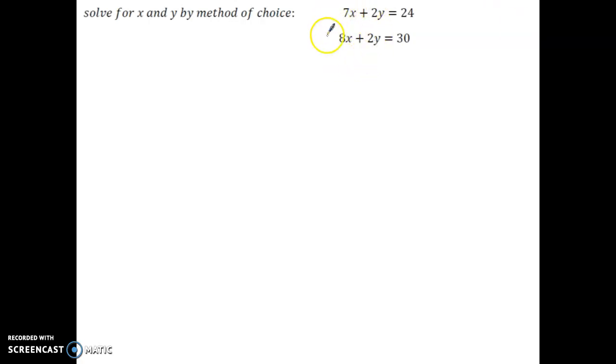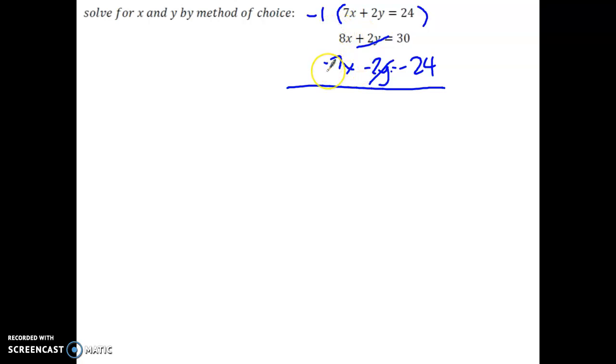So I look and I see that none of my coefficients are 1 or -1, so I am not going to choose substitution. I'm going to choose elimination. I can cancel these out if they are opposites of one another. So I'm going to put this one in parentheses and I'm going to multiply by -1. I'll distribute a -1 all the way across that because I need my y coefficients to be opposite one another. +2 and -2 are opposites, so they cancel out. On my x's, 8x minus 7x makes 1x, or just plain x, and 30 minus 24 is 6.